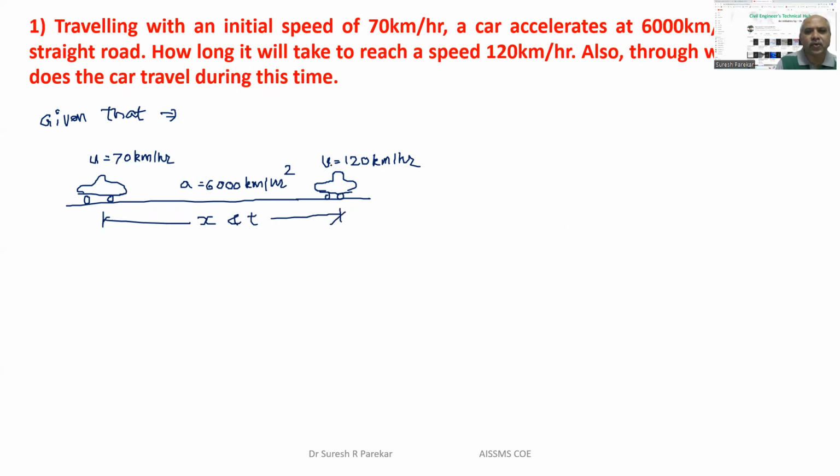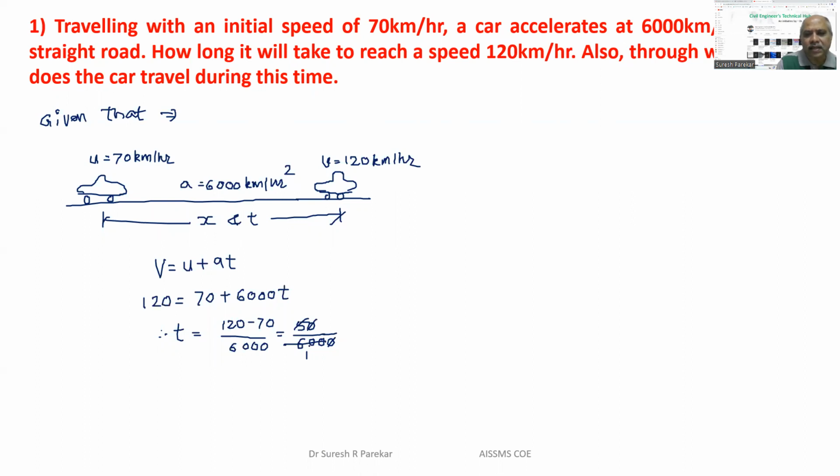Now we can have U, V, A. So we can use V equal to U plus AT. Keep everything in kilometer and hour, because all data is in kilometer per hour. If you convert, it will take time to solve the problem. And from this we will get T is equal to 120 minus 70 divided by 6,000. And from this we will get 50 upon 6,000.